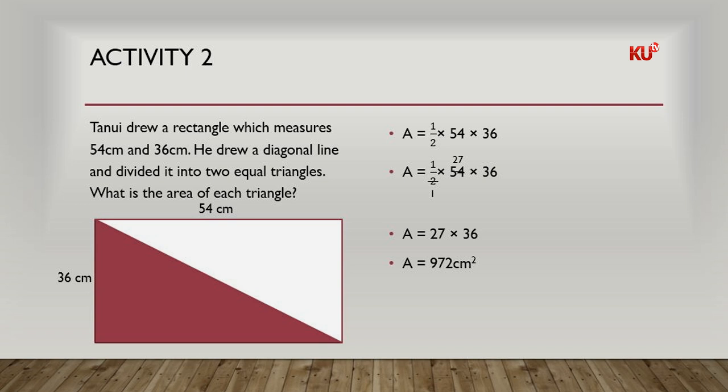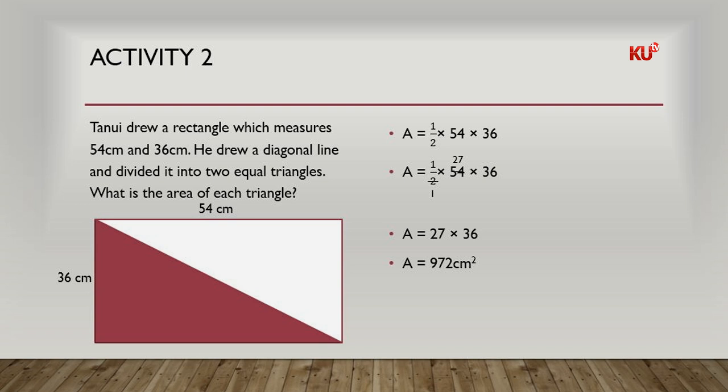Second step is to substitute: area is equal to a half times 54 times 36. Then using the simplification method, you ask yourself, is there a number in the numerator, which is now 54 and 36, which 2 can go into? 2 can go into both of them. Therefore, you pick only one. So that is a half times 54. 2 goes into 2, 1. Then 2 goes into 54, 27 times.